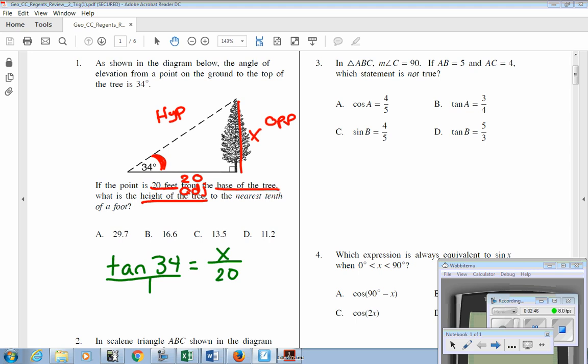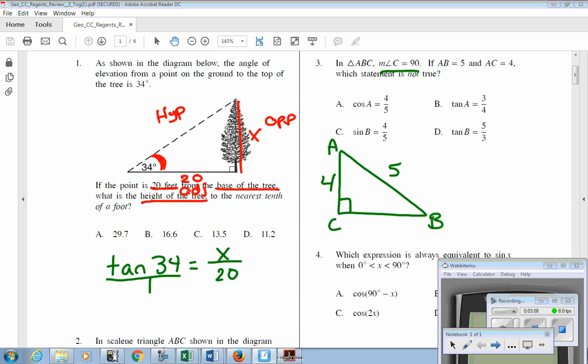For number 3, they talk about a triangle, but they don't have a picture, so you want to draw the picture out. Triangle ABC, and it says angle C is 90. So I'm going to draw a right triangle. This is C, and then we'll just call these A and B. It says AB is 5, and AC is 4.